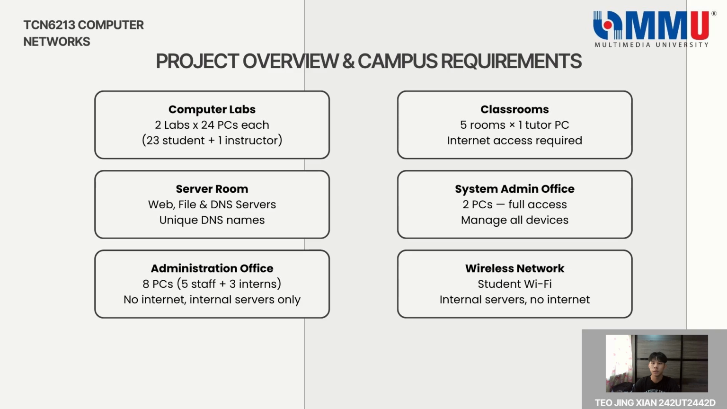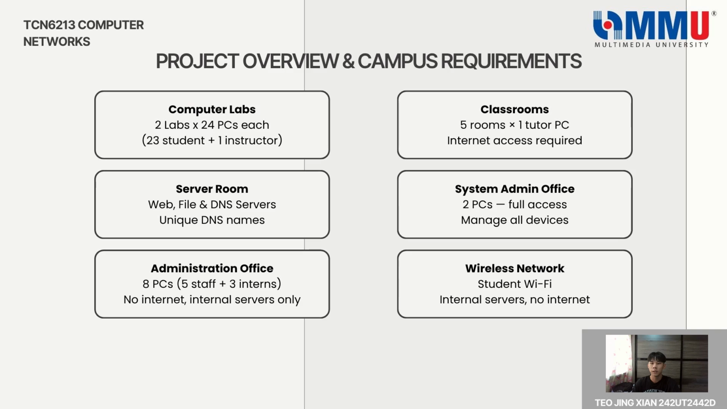First, 2 computer labs, each with 24 PCs, made up of 23 student machines and 1 instructor machine. Second, a server room housing a web server, a file server, and a DNS server, each with a unique DNS name. Third, an admin office with 8 PCs for staff and interns. This zone has no internet access and can only reach internal servers.